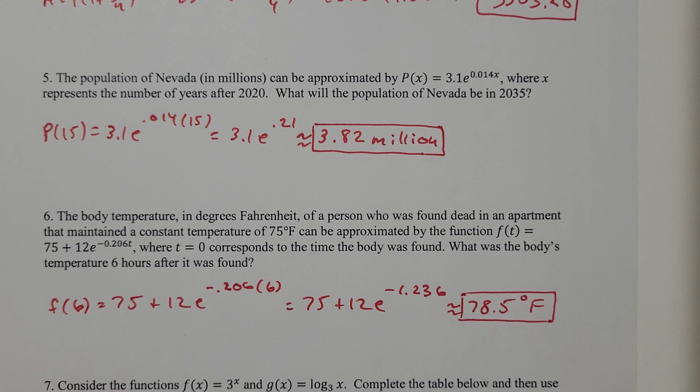So, for this problem, include the units, just so it's not confused with degrees Celsius or kelvins or something like that. So 78.5 degrees Fahrenheit is the body temperature of this person.